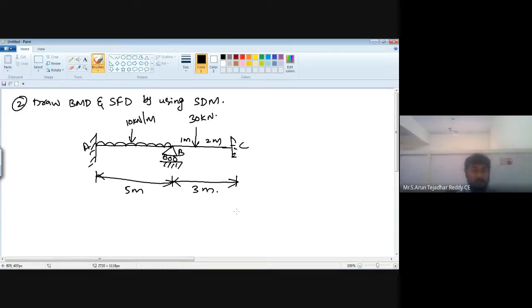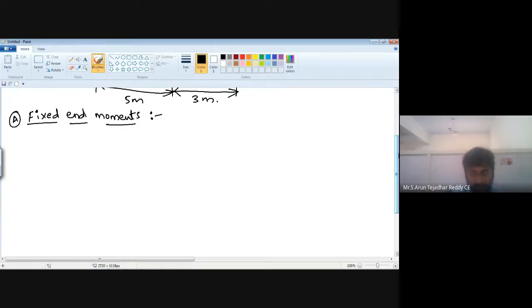This is the given problem, and all of you remember your previous class. What is the first step here? That is fixed end moments, fixed end moments for each span. For each span, it means if you take the span AB, we need to consider A to B as well as B to A. So that is MFAB and MFBA.